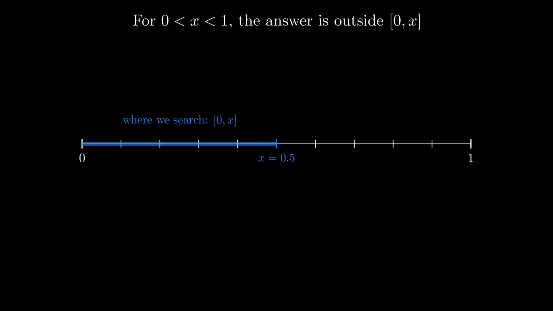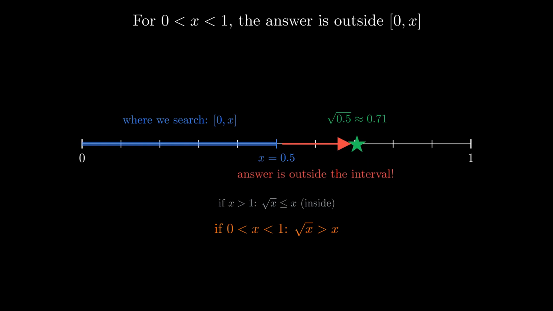Why does this happen only below 1? Our search lives on a number line from 0 to x. For a number bigger than 1, the square root sits inside that range. So the answer is somewhere we are looking. But for x between 0 and 1, the square root is bigger than x, not smaller. The square root of 0.5 is about 0.71, which lies above 0.5. The answer is outside our interval entirely.